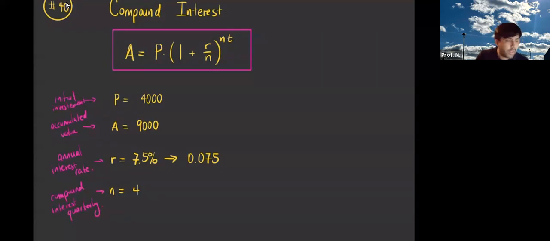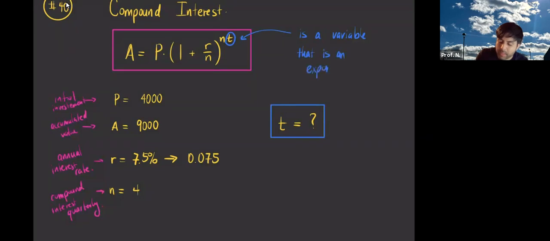And what we don't know, and what we're trying to figure out, is time. So this is the missing piece. And if you notice, time is a variable that is an exponent. So again, this is a scenario where the variable is in the exponent, and you're trying to figure out what that variable is. So the only way that's possible is to apply logs somehow.